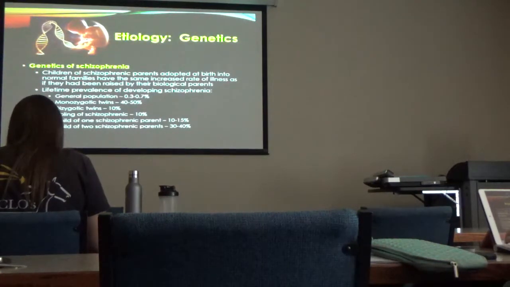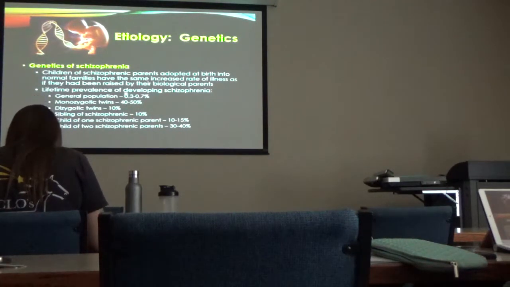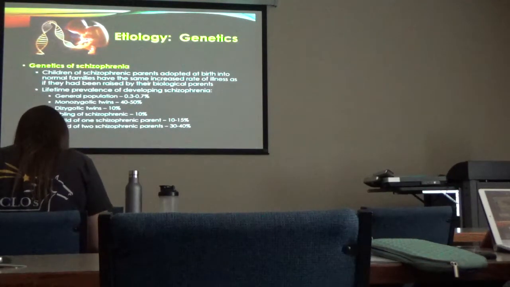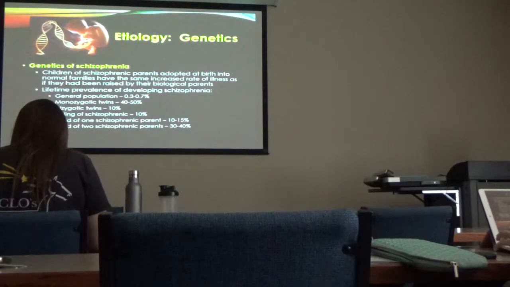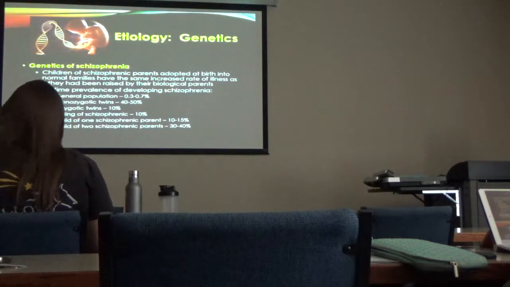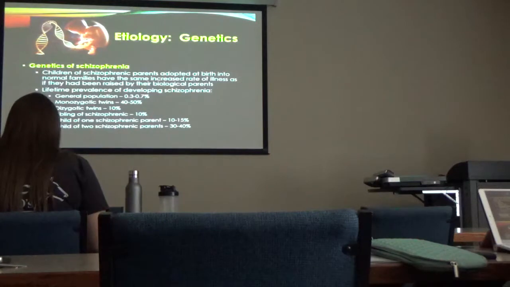But look at these down here. The lifetime prevalence of developing schizophrenia in the general population, 0.3 to 0.7%. Monozygotic twins, 40 to 50%. So if they come off the same egg and it divides and you have twins, they both don't get it. So you almost have to wonder, what is that all about? But it plays into the theory that it's not only genetic, but there also have to be environmental factors in place for it to come about.